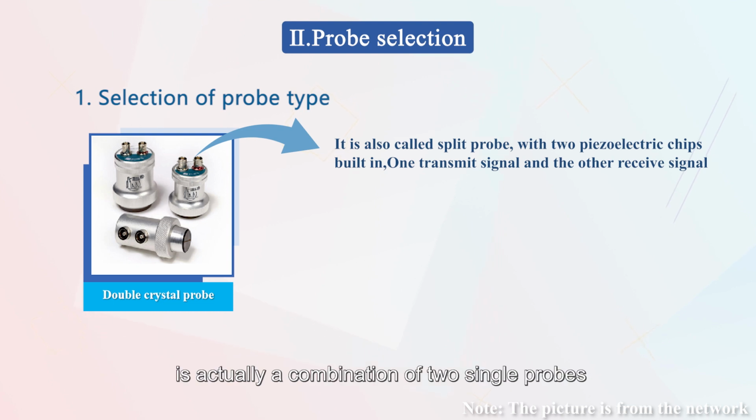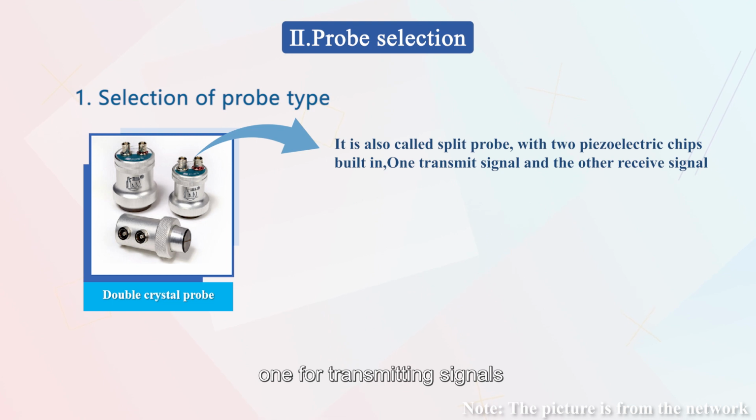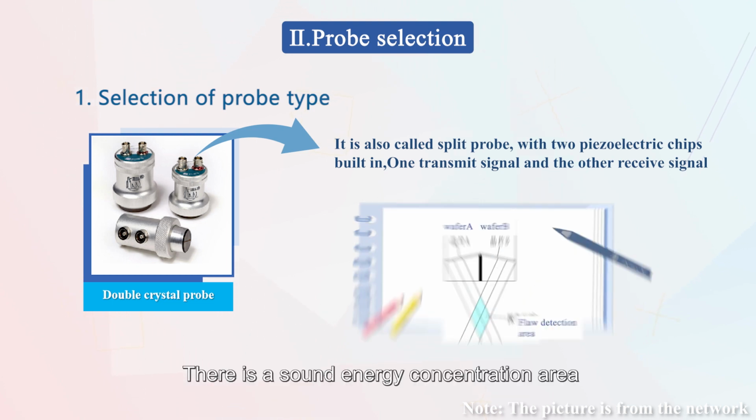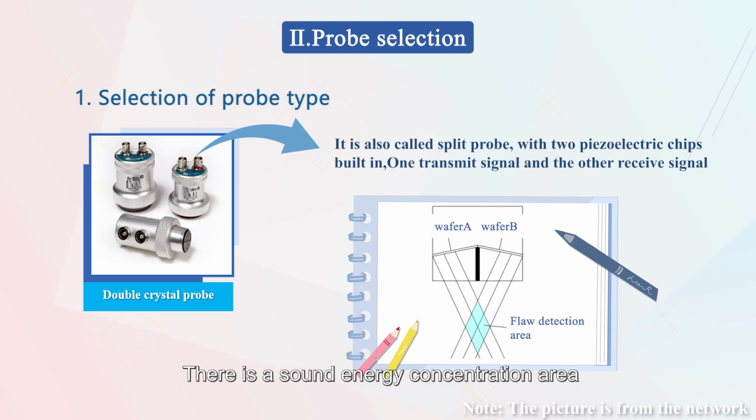Double crystal probe, also known as split probe, is actually a combination of two single probes, one for transmitting signals and the other for receiving signals. There is a sound energy concentration area near the bottom of the double crystal probe. With this feature, it can detect near-surface defects and improve the detection sensitivity in the detection area.